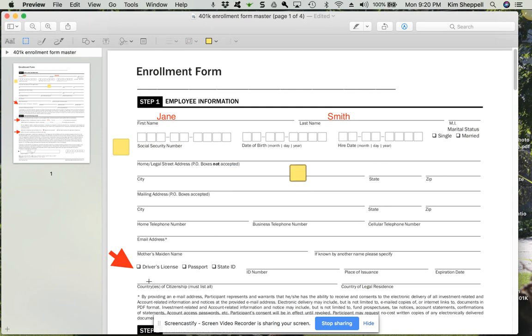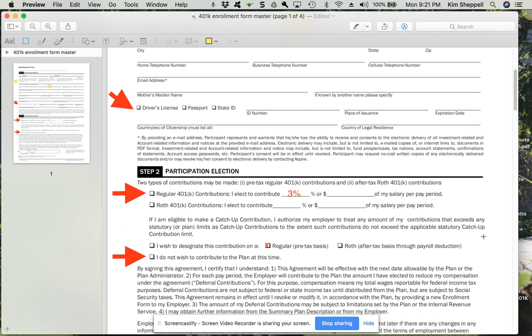This is a very important part down here with the red arrow. You will need a state-issued ID, driver's license, passport, or state ID, and it must be current or not out of date. Your Fisk employee ID is not adequate. This must be a state-issued ID, so you must have that with you, and you can see here place of issuance and expiration date as well as the number. That will be very important.